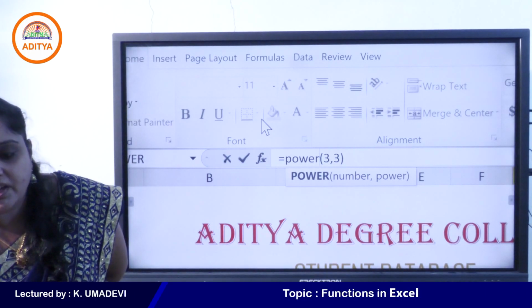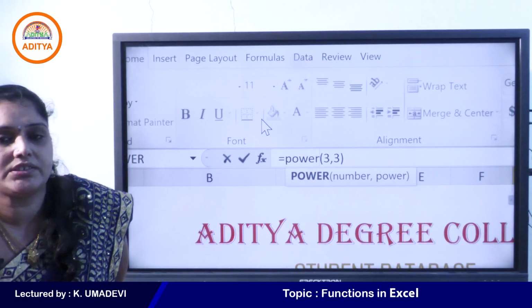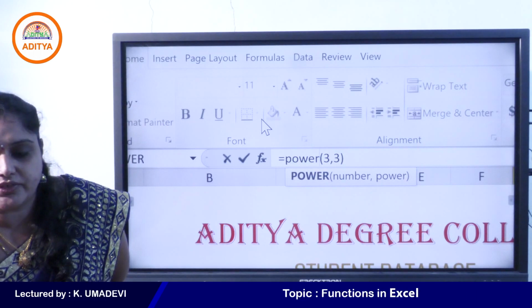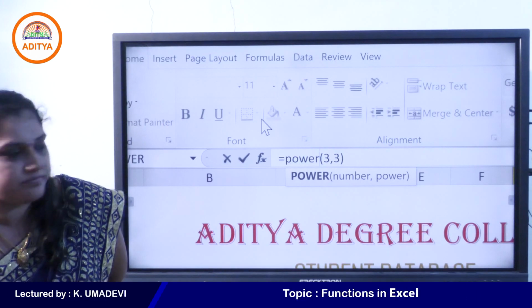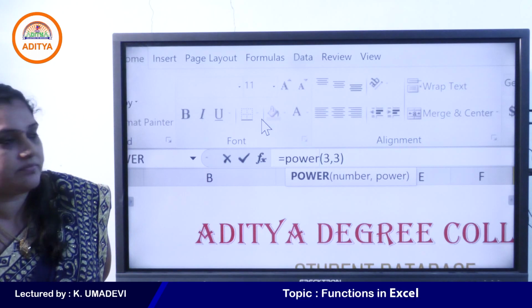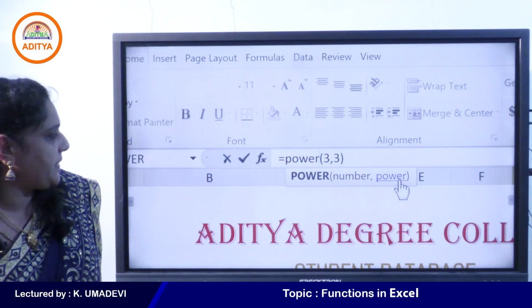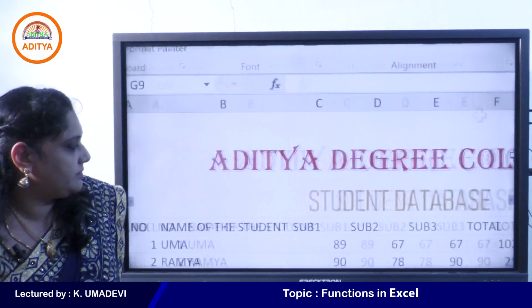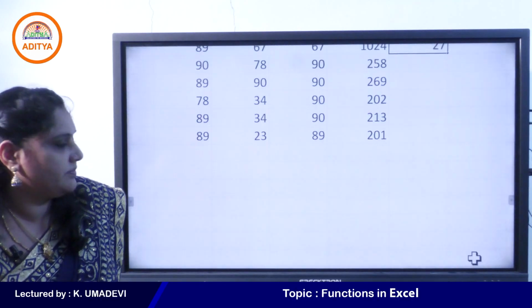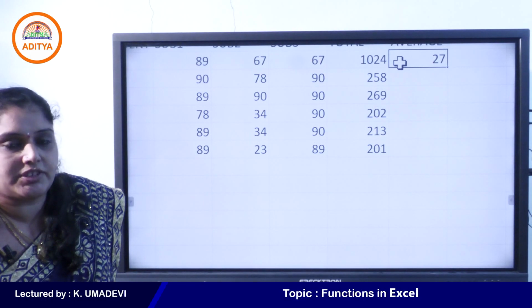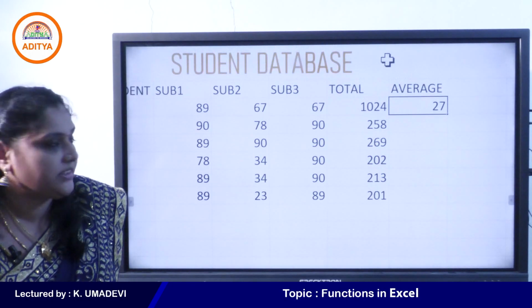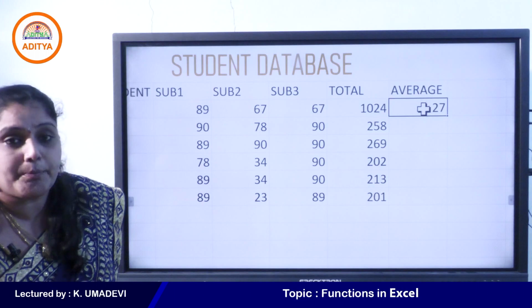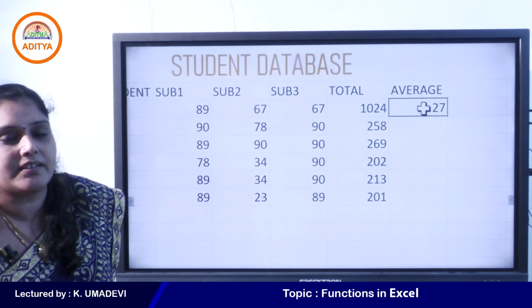Yes, power of 3 comma 3 means 3 cube, that is 27. Right, students? And then press enter key. Okay. So if you are okay with that, simply press enter key to display the result on the particular cell. Clear, students?